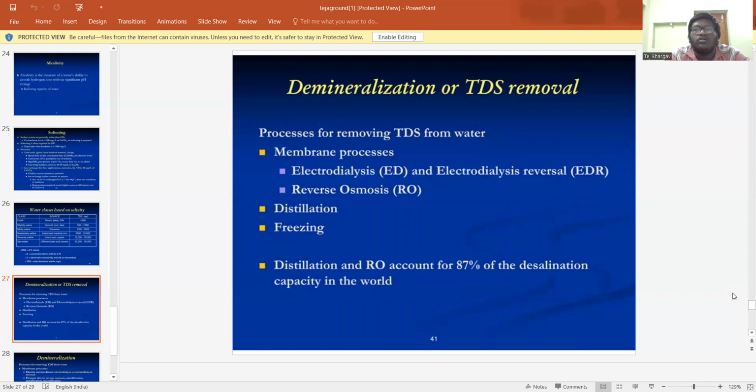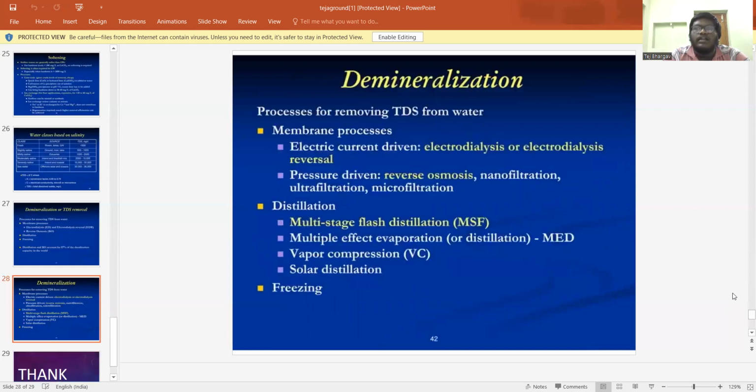Demineralization for TDS control is the process of removing TDS from water. Membrane processes include electrodialysis and electrodialysis reversal, EDR, and reverse osmosis, RO, as well as distillation and freezing. Distillation and RO account for 87% of desalination capacity in the world. Next, demineralization: the process of removing TDS from water. Membrane processes are electric current driven, like electrodialysis or electrodialysis reversal, and pressure driven, like reverse osmosis, nanofiltration, ultrafiltration, and microfiltration.